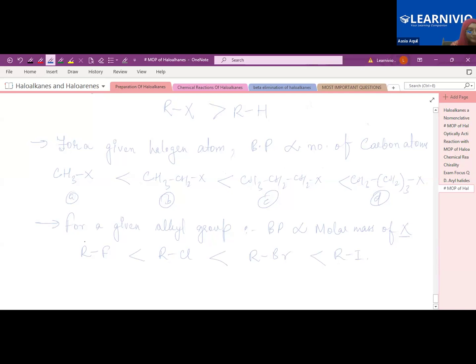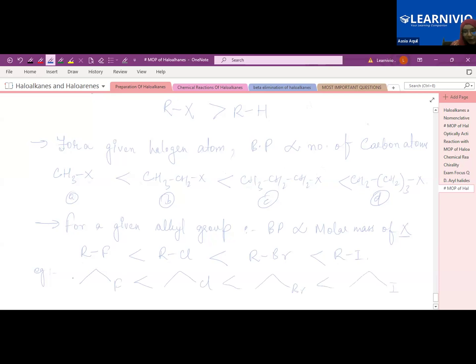Got my point? Yes, ma'am. Okay, examples you can write. Suppose we just take CH3CH2. Ethyl fluoride will have the least, then this.